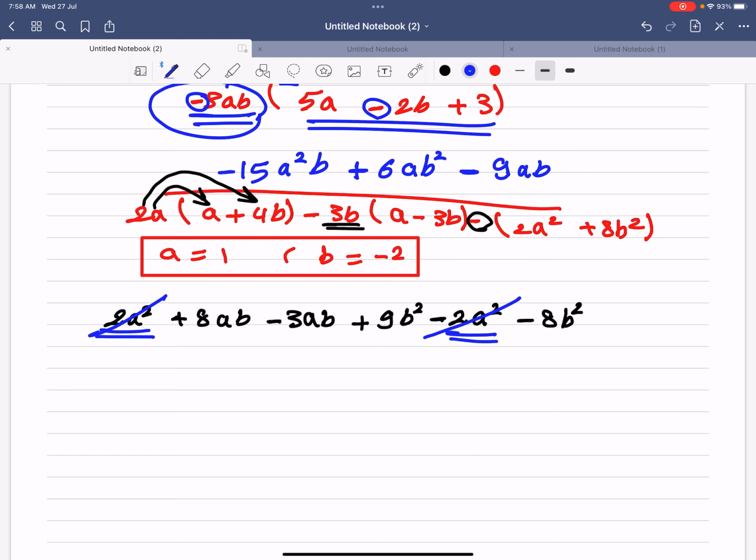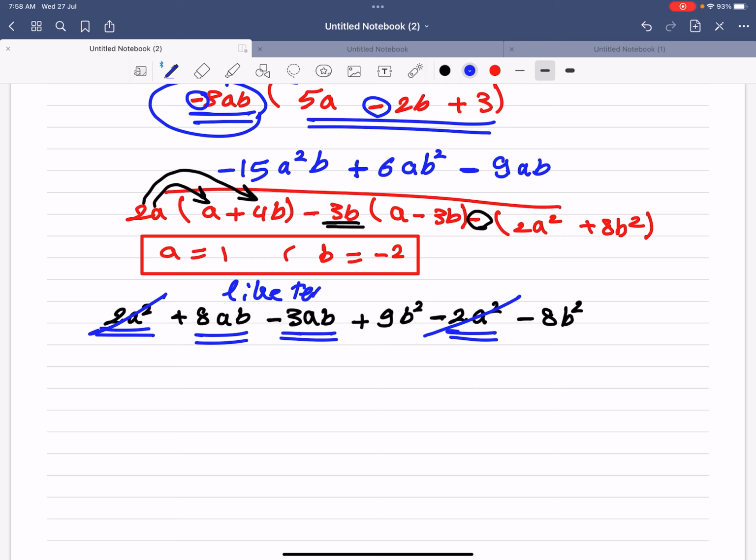So, let's move to another point. We get here 8ab and negative 3ab. Of course these are like terms. Those of you who remember from the previous sessions: if you have the same variable raised to the same power, you will be able to add or subtract the coefficients together. So we have the same story: the same variable raised to the same power, 8 minus 3 will be 5ab.